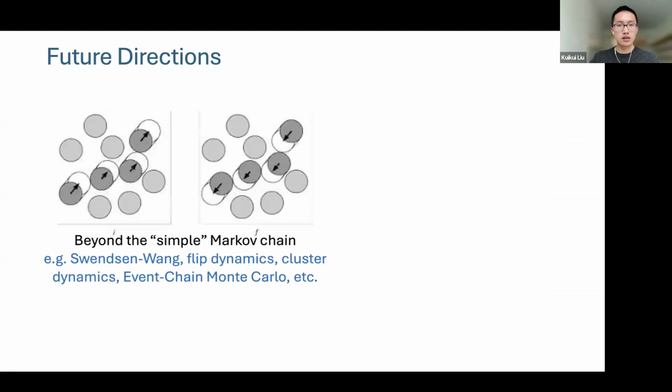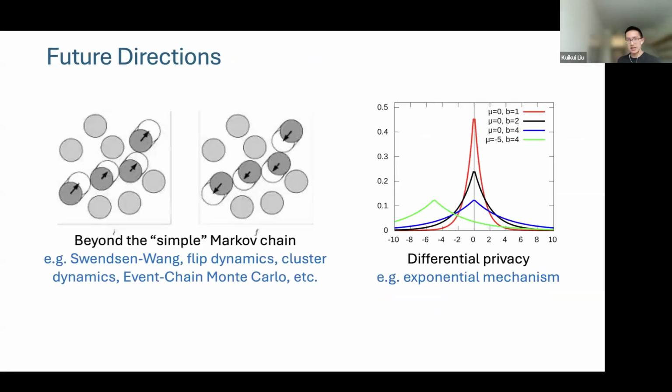And last but not least, I want to mention some additional directions: analyzing more complex Markov chains like Swendsen-Wang or event chain Monte Carlo, and also potential applications of differential privacy.